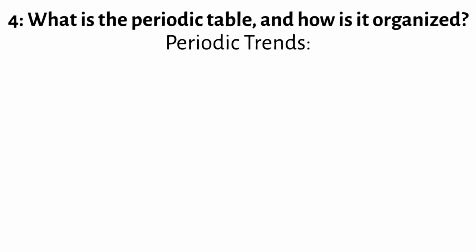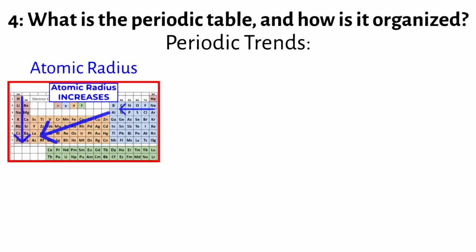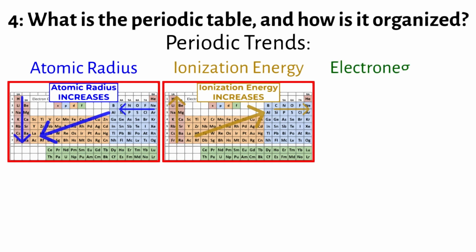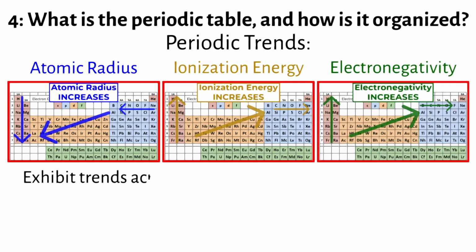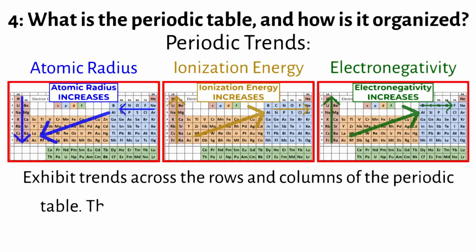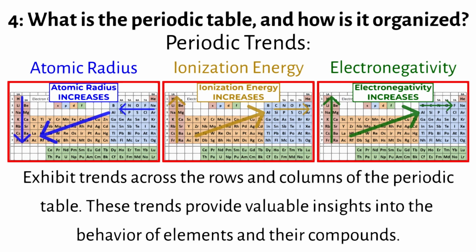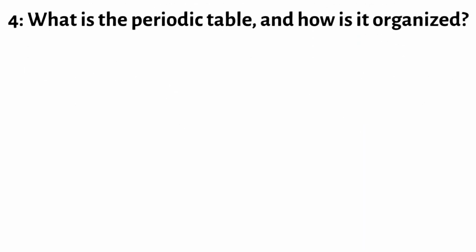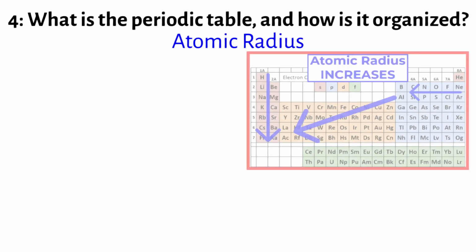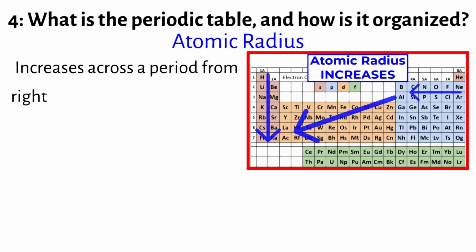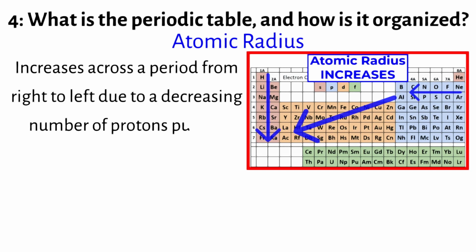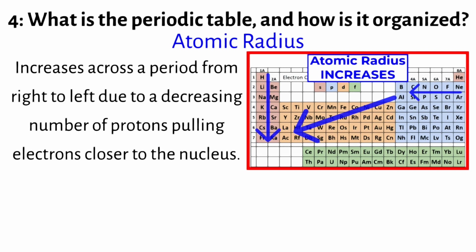Various properties of elements such as atomic radius, ionization energy, and electronegativity exhibit periodic trends across the rows and columns of the periodic table. These trends provide valuable insights into the behavior of elements and their compounds. In the periodic table, atomic radius generally increases across a period from right to left due to a decreasing number of protons pulling electrons closer to the nucleus.